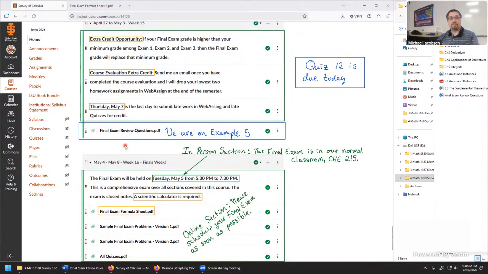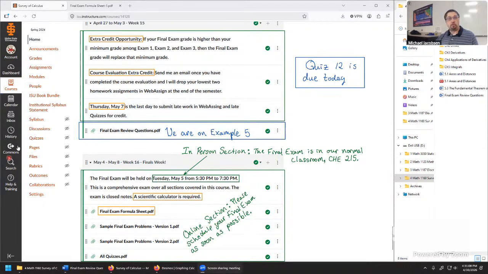But just for the typical rundown of the announcements, the final quiz, number 12, is going to be due today. And we won't speak as much on the extra credit opportunities. We've talked about them before, but don't forget that there's a pretty massive extra credit opportunity for the final exam itself. You can get an extra credit on the course evaluation by just sending an email, quick message in Canvas that you've completed the evaluation. It's the pop-up that you see in Canvas. And that'll allow me to drop the lowest 2 homework assignments at WebAssign at the end of the semester. And if you're behind on any material, quizzes, WebAssign being the 2 major things, then Tuesday, May 7th, 11:59 p.m. is the last day for getting caught up.